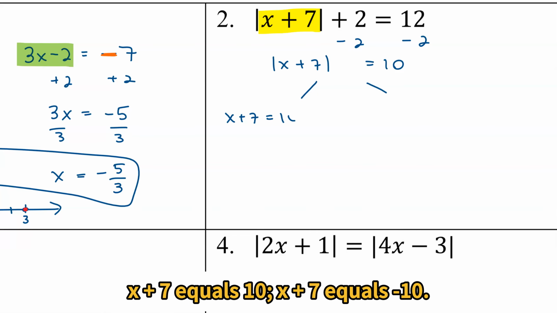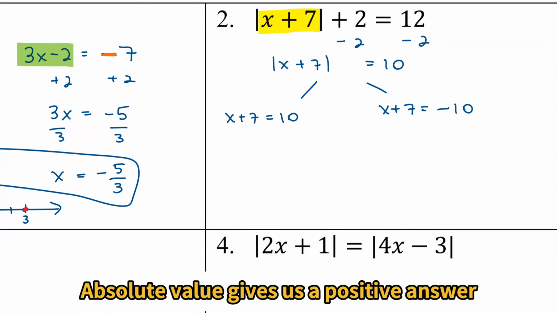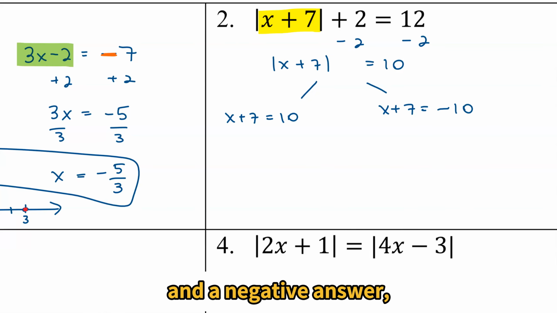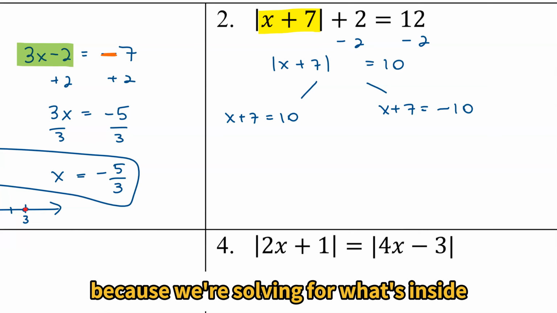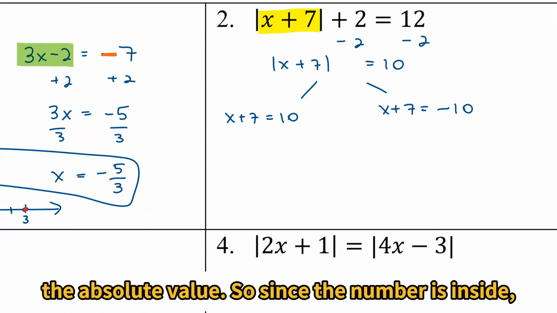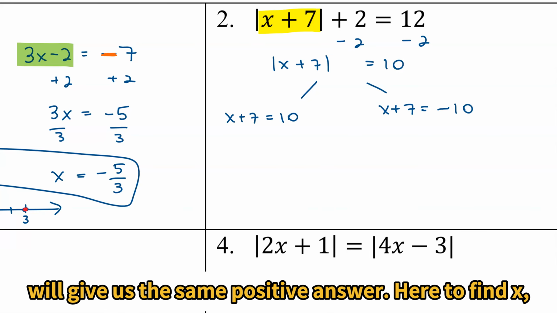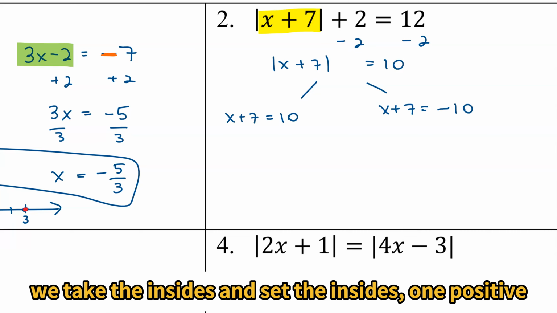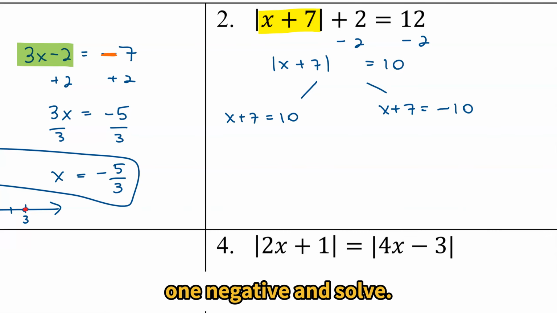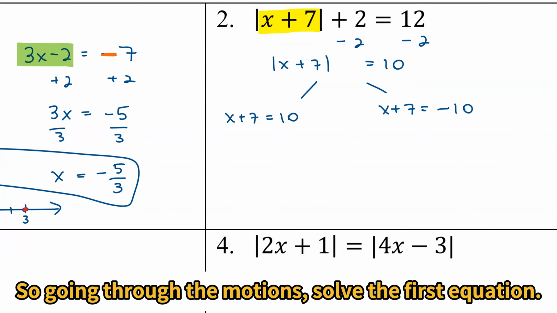X plus 7 equals 10. X plus 7 equals -10. Absolute value gives us a positive answer and a negative answer because we're solving for what's inside the absolute value. So since a positive number and a negative number inside the absolute value will give us the same positive answer, here to find x, we take the insides and set the insides one positive, one negative, and solve.